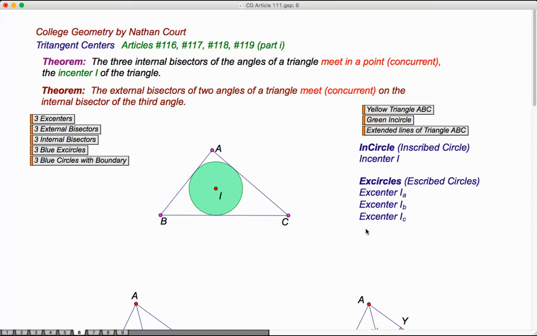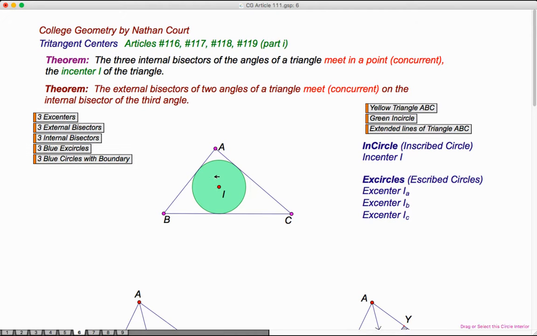And the first theorem is the three internal bisectors of the angles of a triangle are concurrent. They meet in one single point, which we call the incenter of the triangle. In this particular triangle, this is the incircle or the inscribed circle, and I is the center of this circle, and hence we call this the incenter or the incircle.